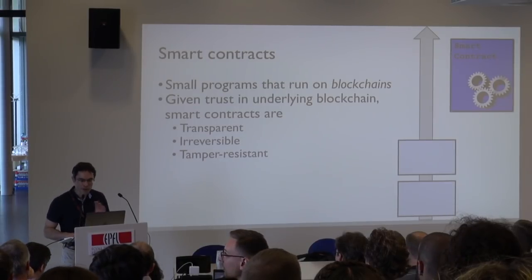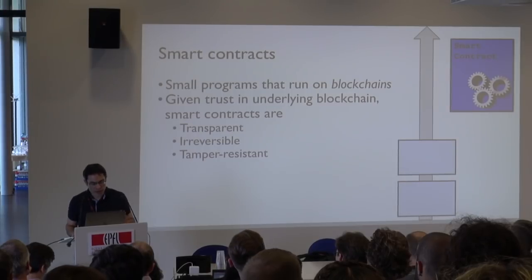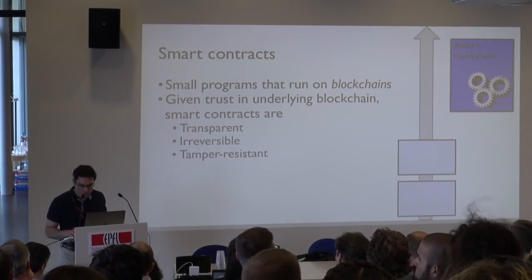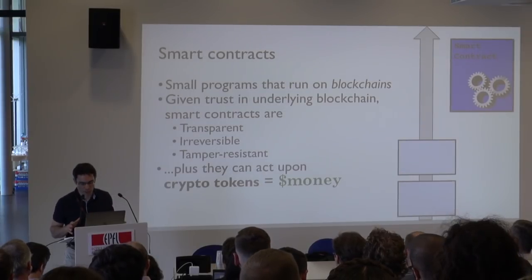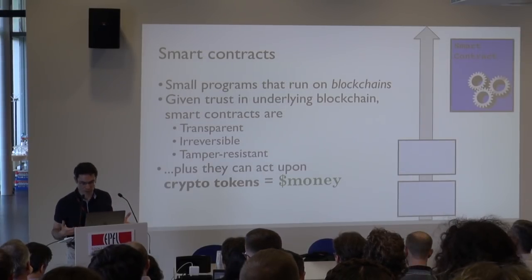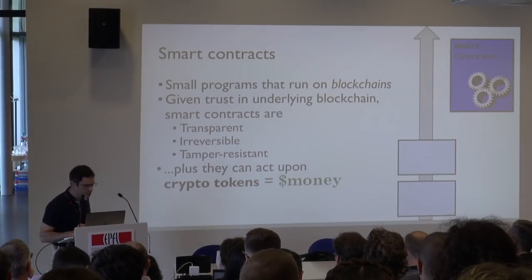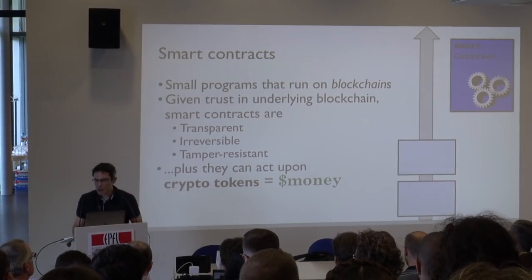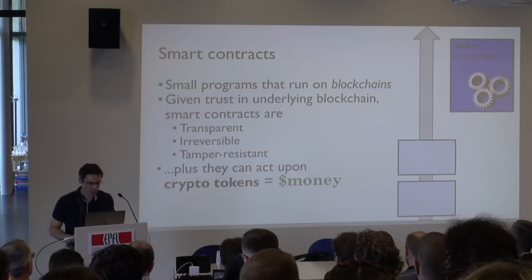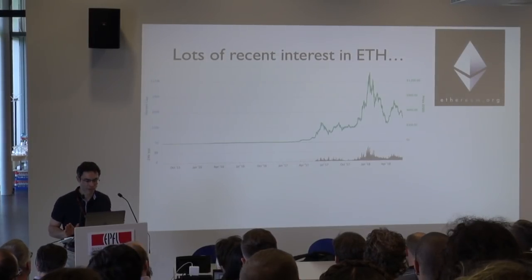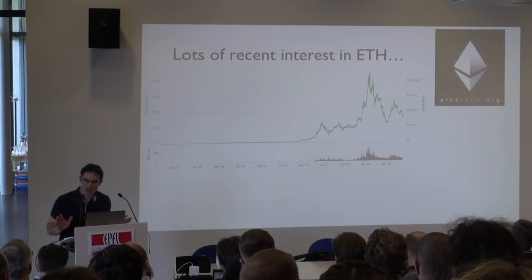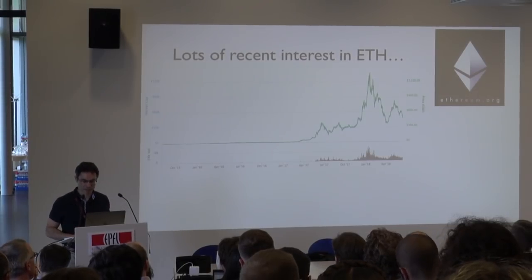Smart contracts also have a very nice feature, which is that in contrast to other forms of software, they can operate directly on money in the form of cryptocurrency or crypto tokens, which I'll talk about. The most popular public platform for smart contract execution is known as Ethereum. And there's been a huge amount of interest recently in Ethereum.